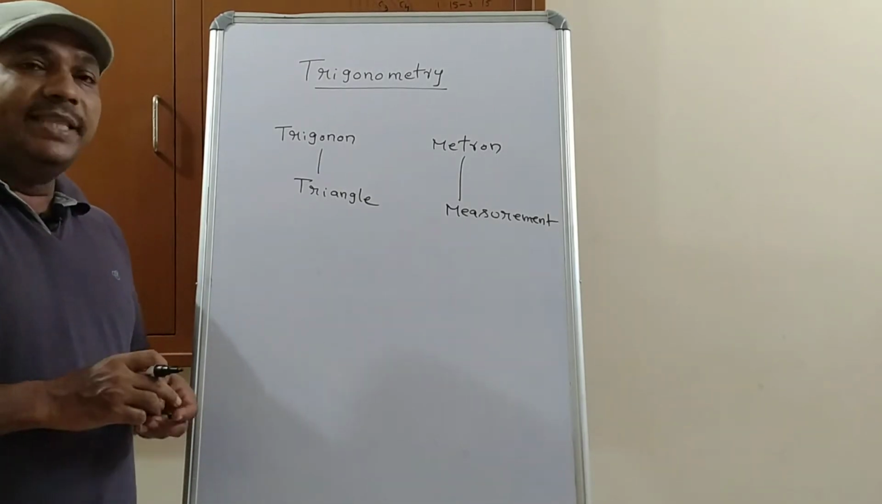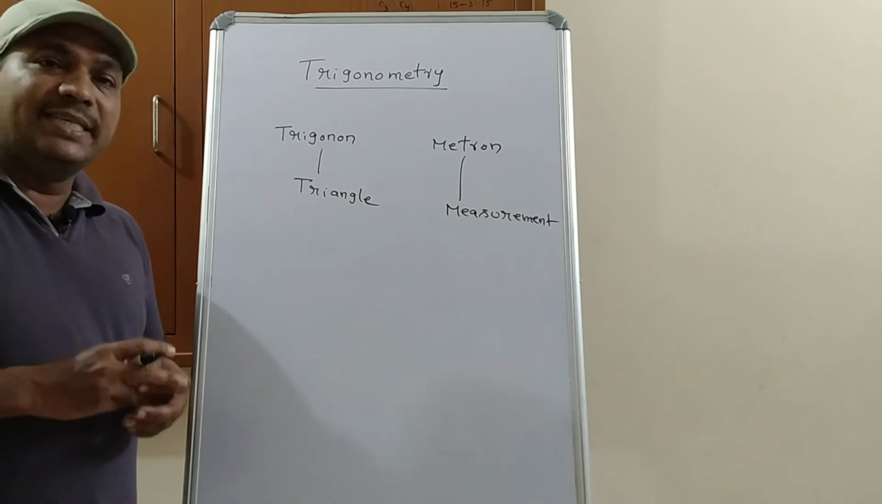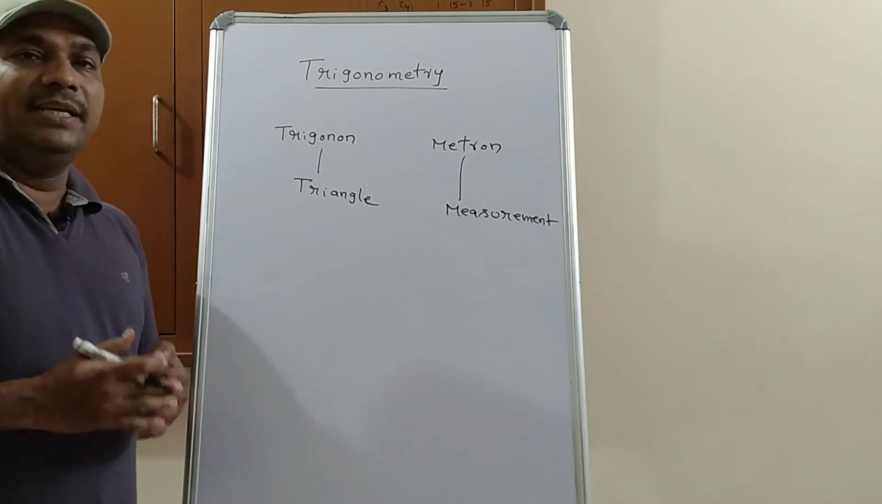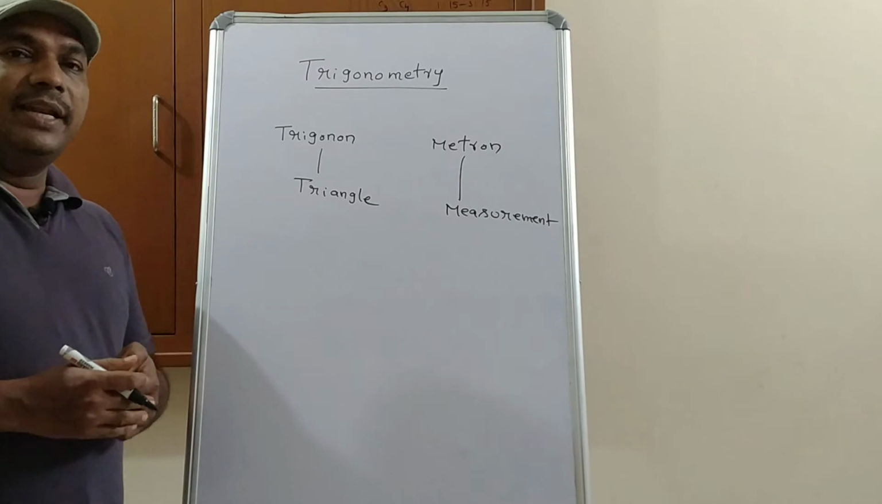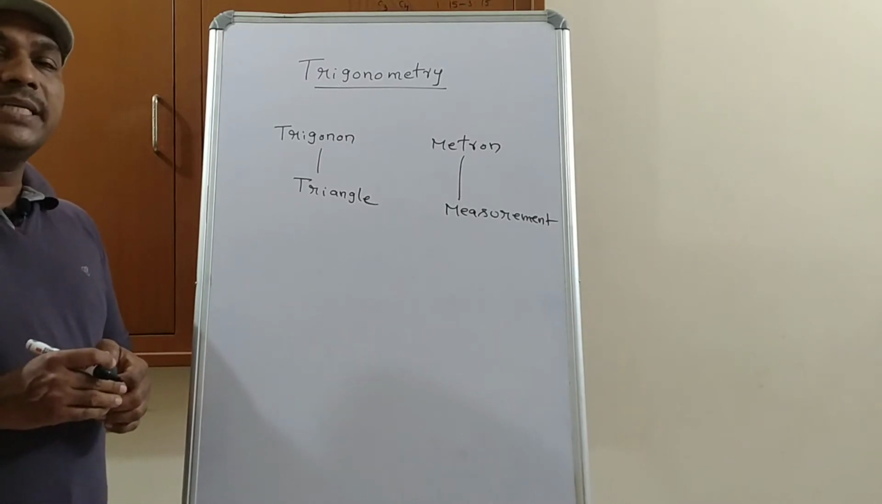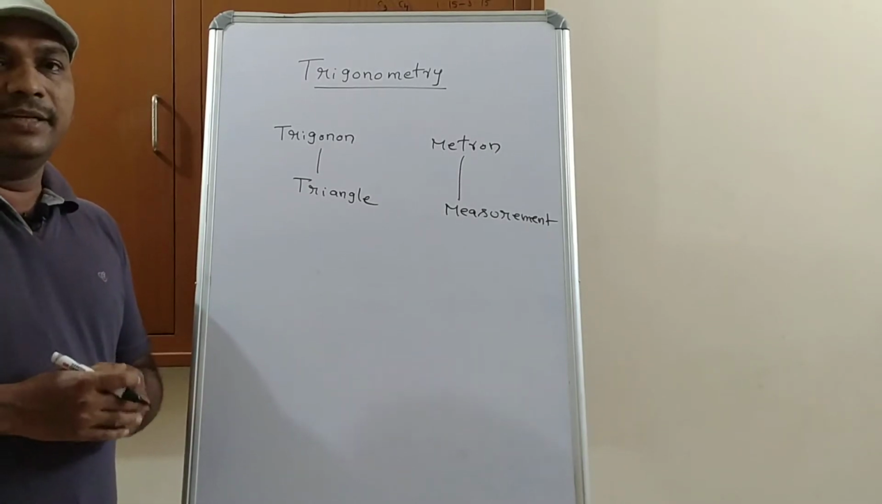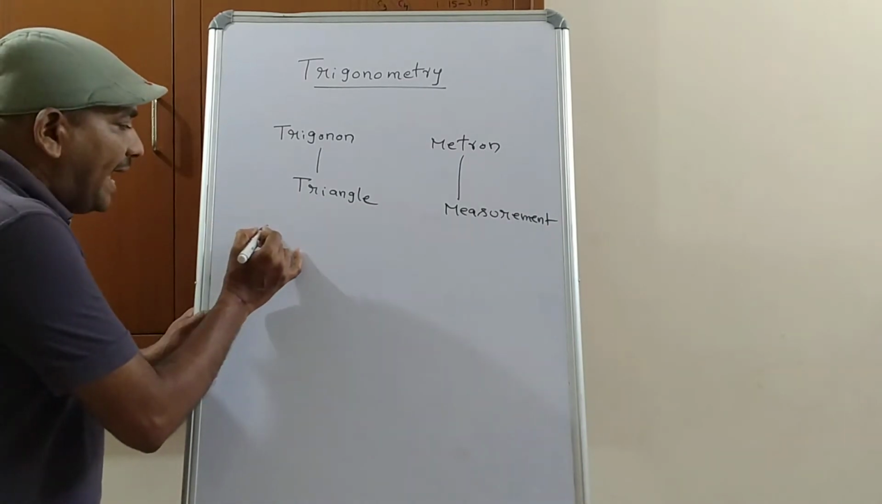That means in this chapter we have to measure angles of a triangle, sides of a triangle, and the relation between angles and sides of a triangle. First one, angle.